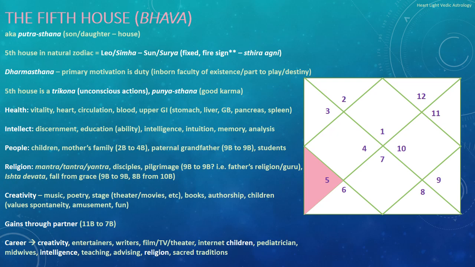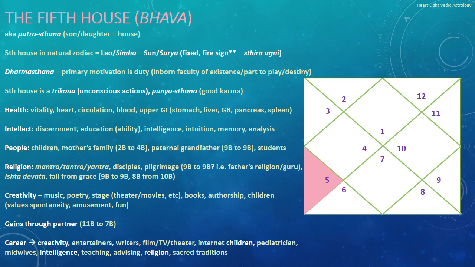The fifth house is the Putrasthana. This house represents different people. Obviously, children is the first one that comes to mind. But also mother's family can be assessed here because this is the second house to the fourth house. So again, the second house is family as well as inner circle, and the fourth house represents mom.